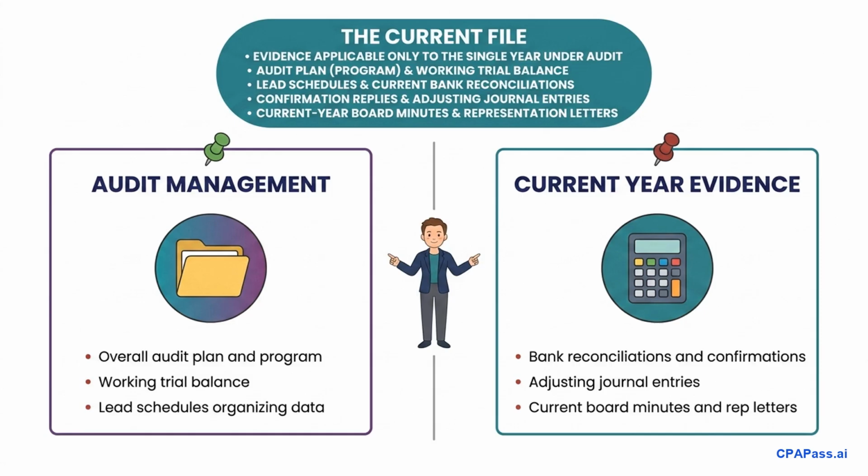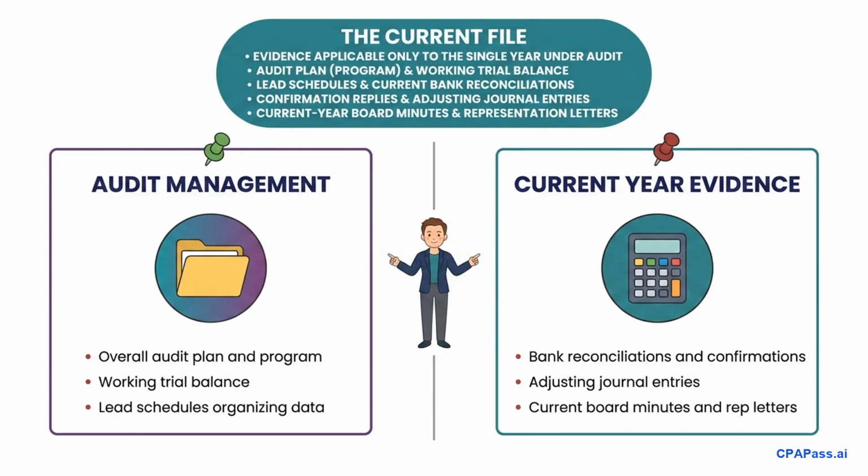In contrast to the permanent file, the current file contains evidence applicable only to the single year currently under audit. Think of this as the active diary for this year's engagement. It includes the overall audit plan and audit program, the working trial balance, and lead schedules that organize the trial balance data. You will also find current year bank reconciliations, confirmation replies, and adjusting journal entries.